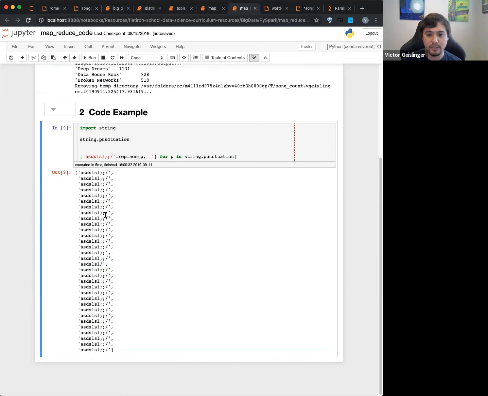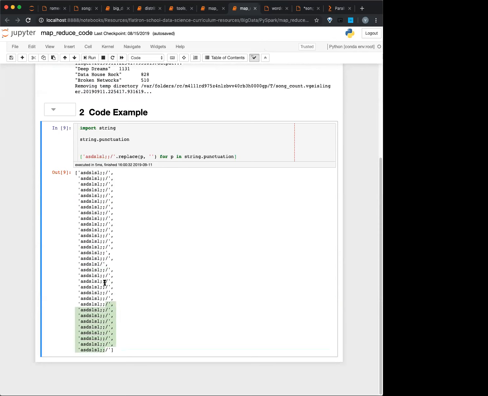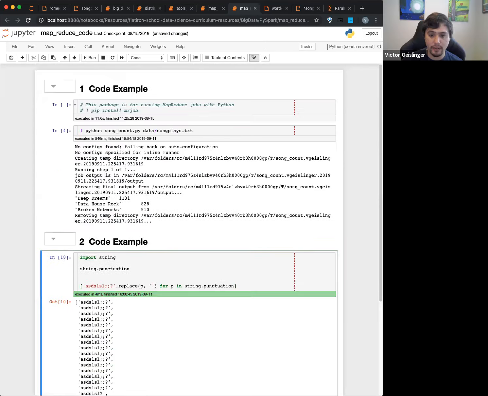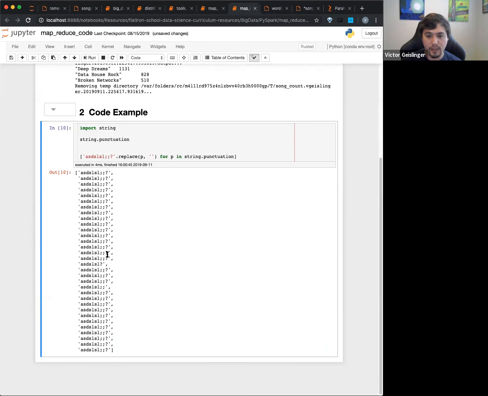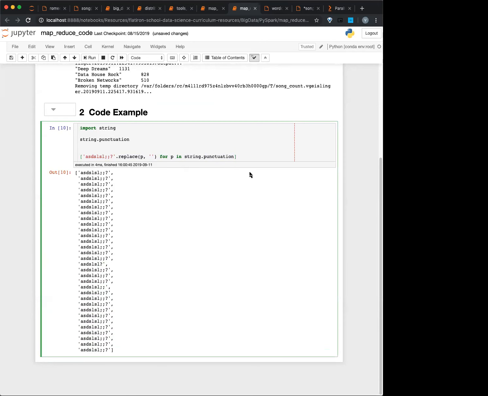So there should be at least one. Oh, I guess I didn't do this backslash. There we go. So you'll see one of them missing a semicolon, one of them missing this part. This wouldn't work by itself, but essentially this is just a list of punctuations. So it would be like, for all punctuations in the string, replace every punctuation with nothing.